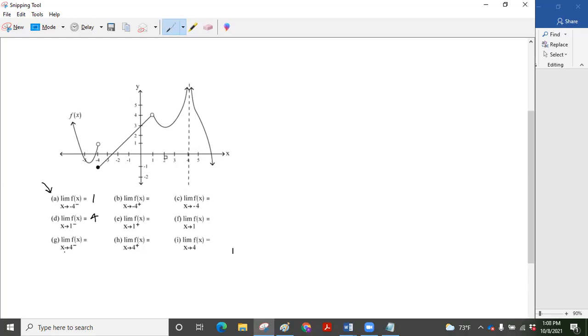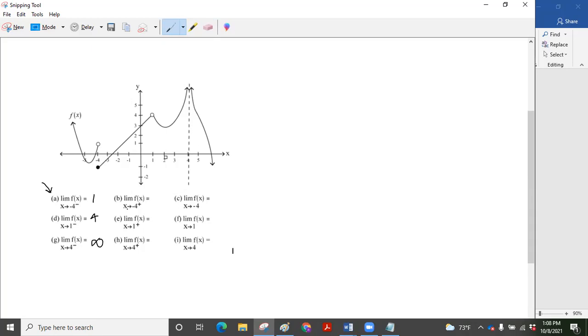This one says, what is the limit as x approaches 4 from the left? So now, instead of looking at -4 like we were before, we're being asked, what is the limit as x approaches 4 from the left? So this is 4, and we're coming from the left. And what we're seeing is that as our x values get closer and closer to this value of 4 from the left, they seem to be approaching positive infinity. So we're going to say that it's positive infinity.